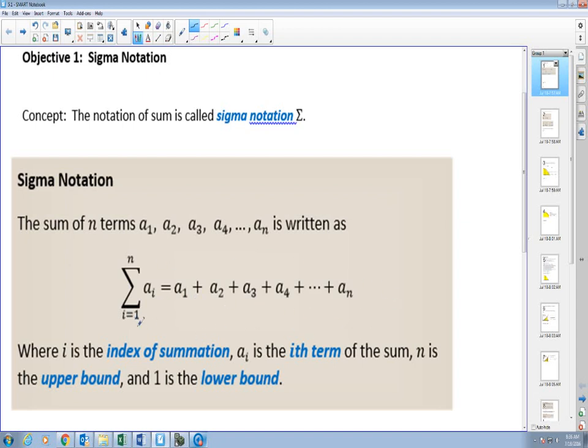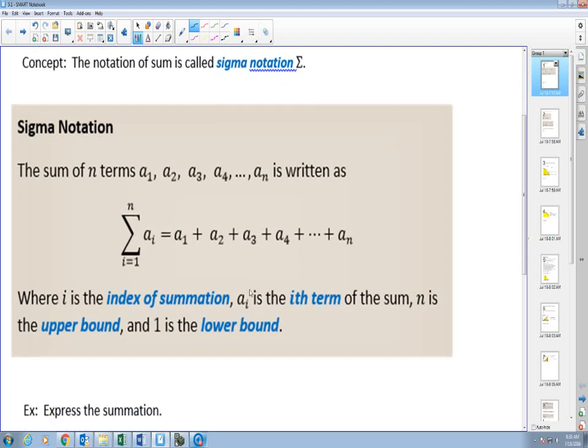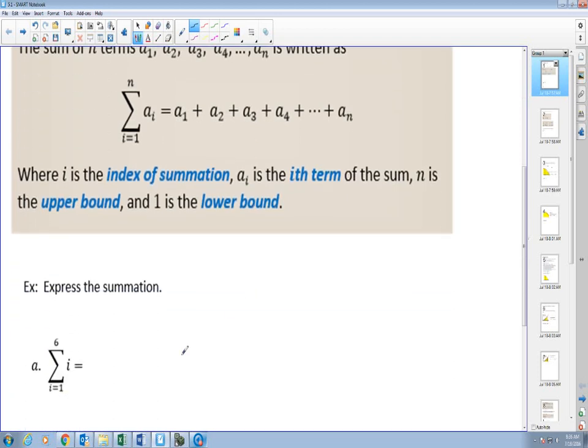The i is called the index of the summation. A sub i is the ith term of the sum. And n is the upper bound, and 1 here is the lower bound. This is how we write the summation of a sub i, where a sub i is the ith term in your summation. Now let's try some examples of writing summations.